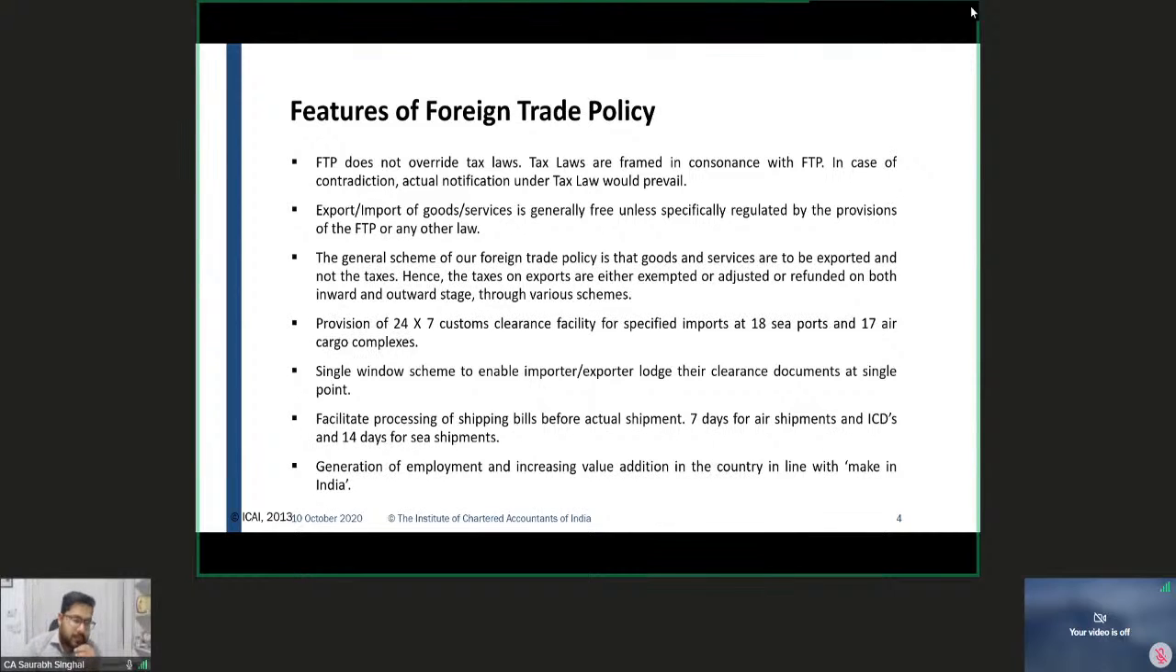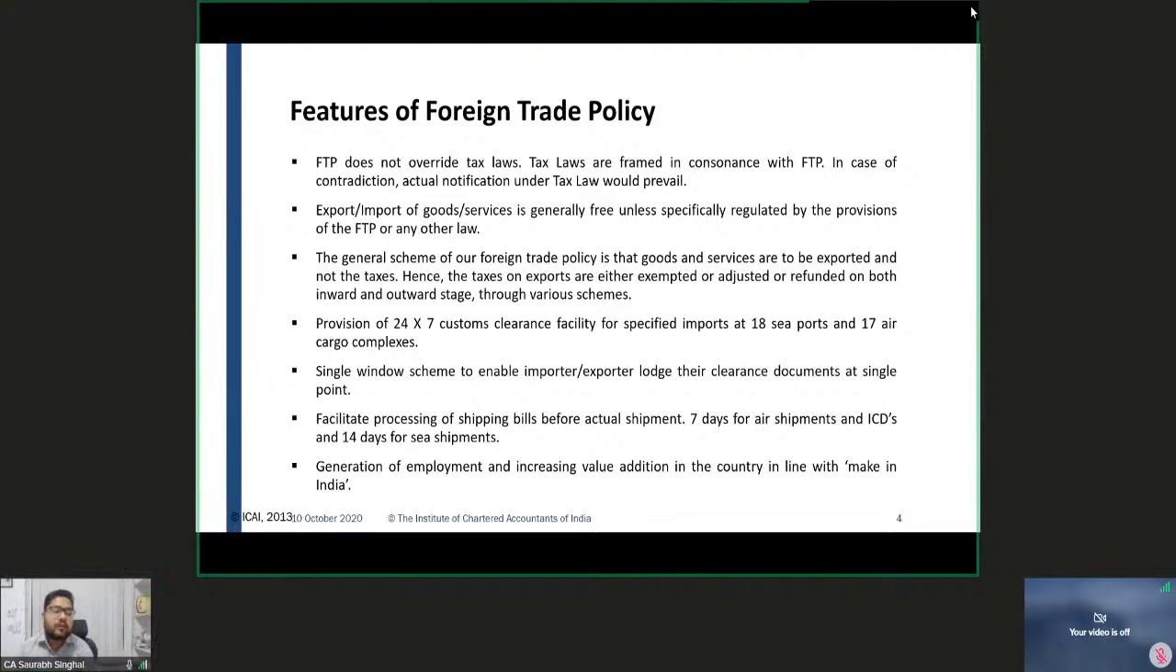One of the very basic principles of foreign trade policy in India, and in many of the countries who are part of WTO, is that at the time of exports, only goods or services should be exported, not the taxes. So whenever a person is exporting goods or services out of the country, it should be ensured that all the taxes in the value chain, till the time the goods or services are exported, are refunded back to the exporter.